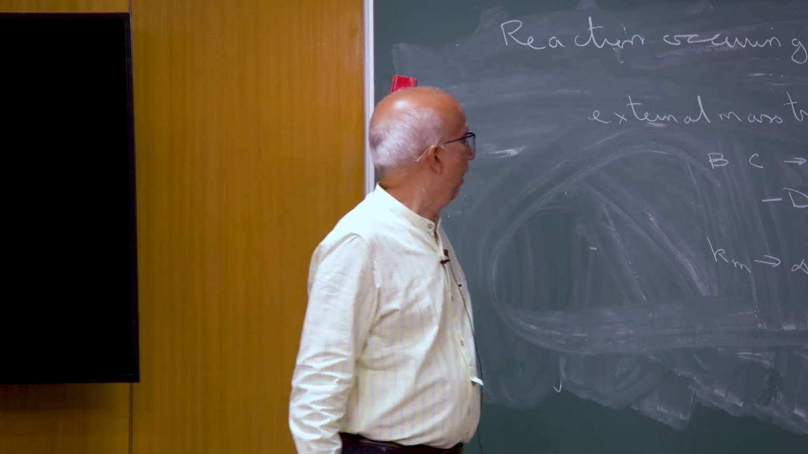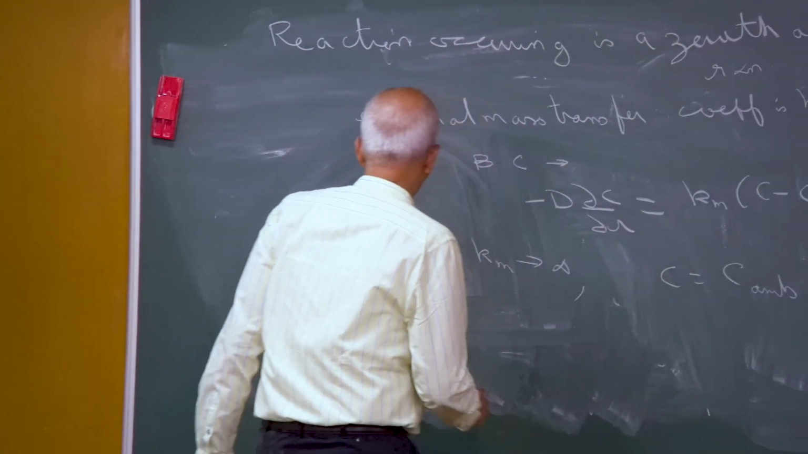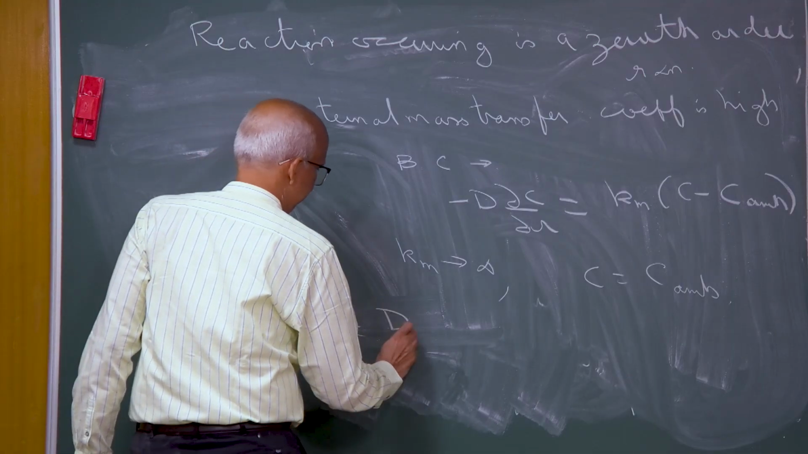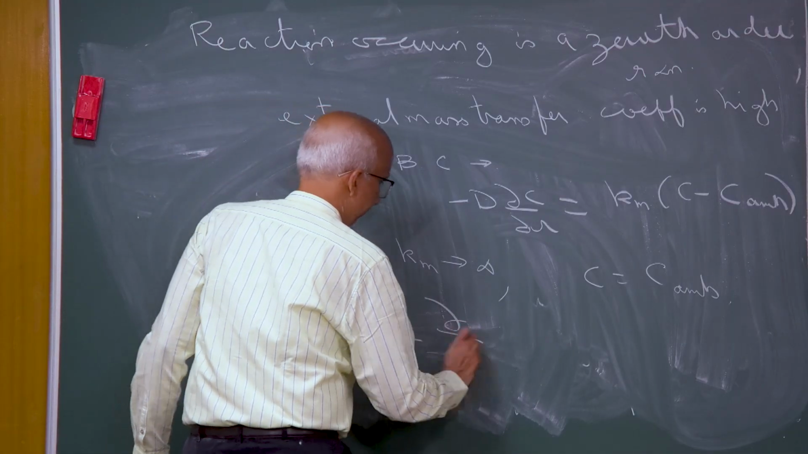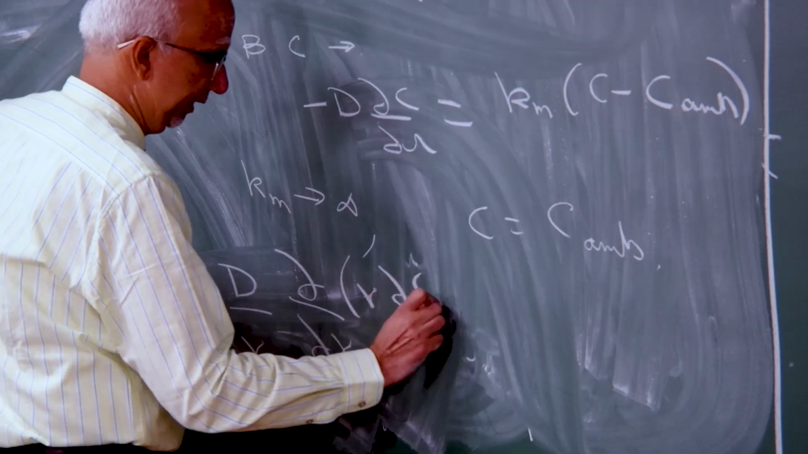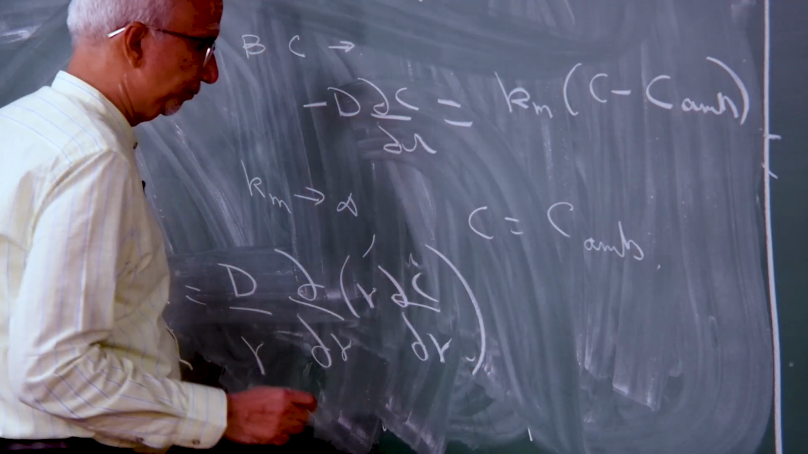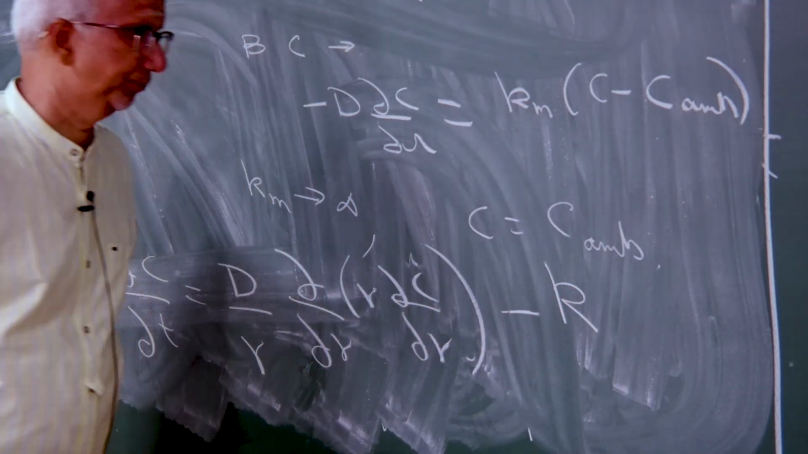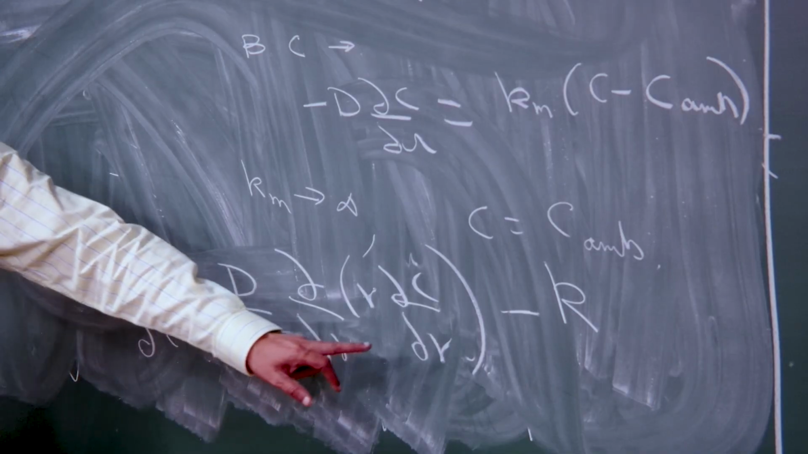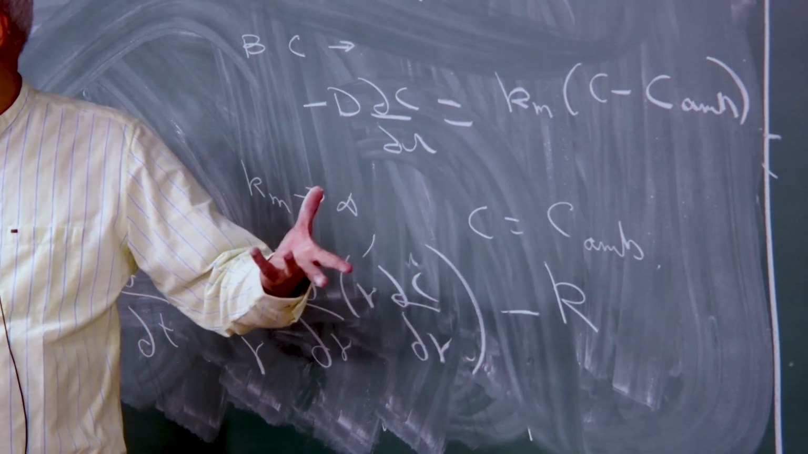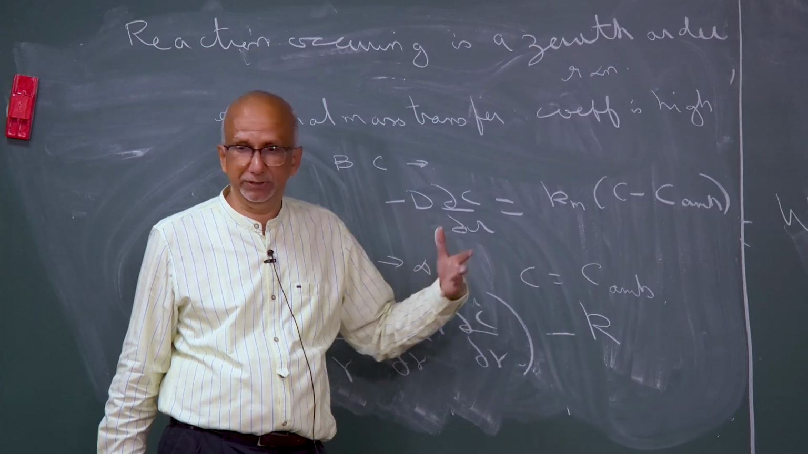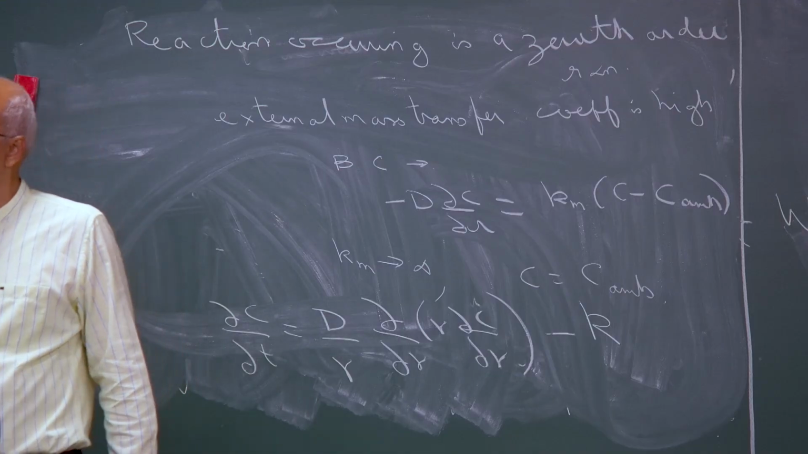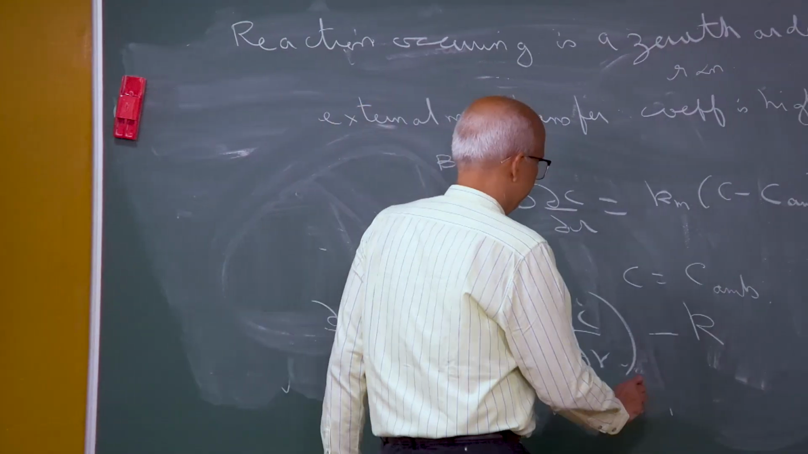Okay. And what will be the differential equation for this problem? dC by dt equals 1 by r d by dr of r dC by dr minus k. What is this k? This is a reaction rate constant. I am assuming my reaction order is 0, and therefore the reaction rate does not depend upon concentration. Okay. What I have written is for the reactant.